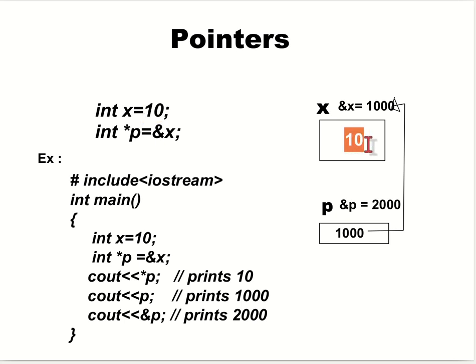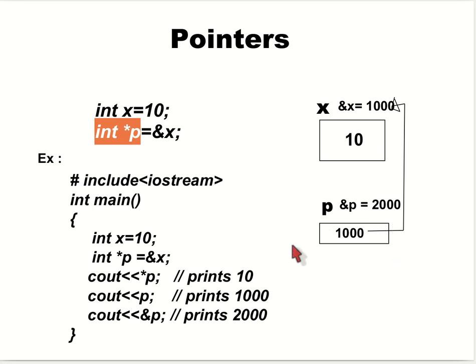Let's say the address of x is 1000. It will be a hexadecimal value. Don't go deeper than that. So let's say the address of x is 1000, and I have written int pointer P is equal to ampersand x. Then what will happen is it will create an int pointer.